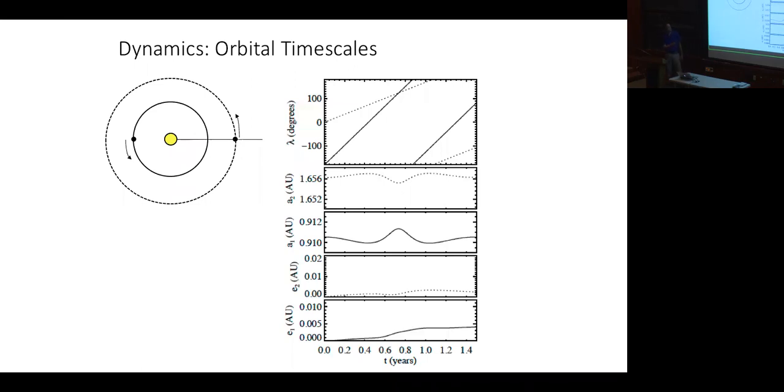So let's define a coordinate system where we have a reference line here. And relative to that reference line, I'm going to plot the position, the phase of two planets. So that's this angle. The planet on the longer period orbit is in dashed line here. It starts at 0 degrees, and the other planet starts at 180 degrees. They're both starting on circular orbits of semi-major axis 1.65 and just under 1 AU.